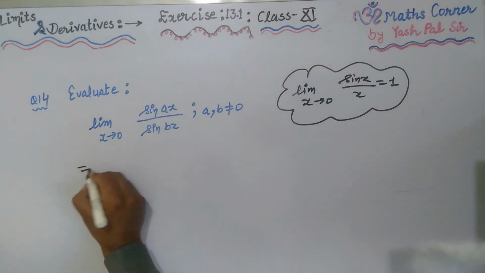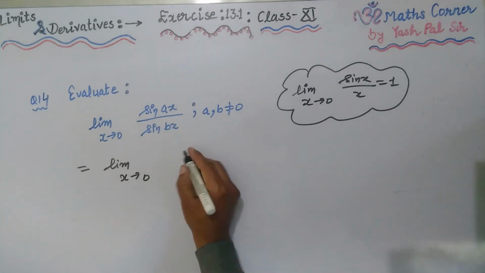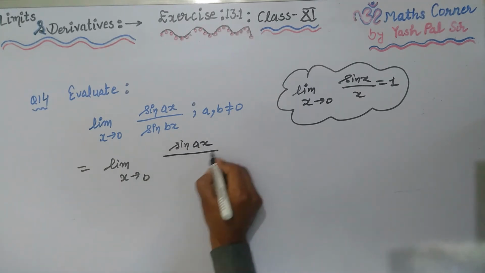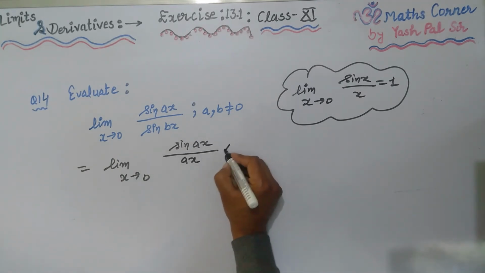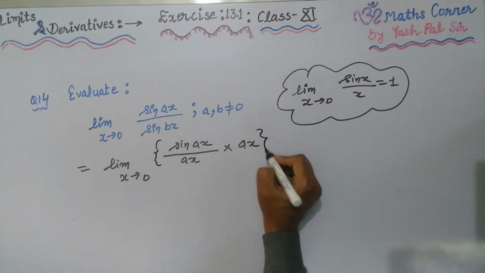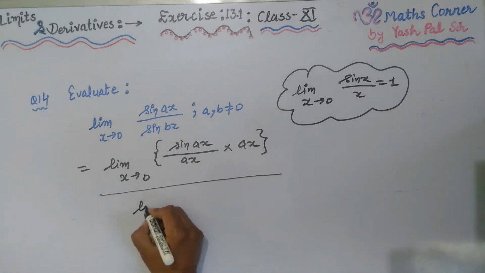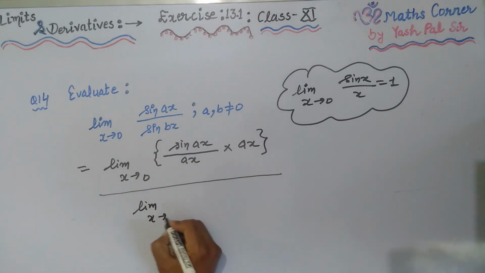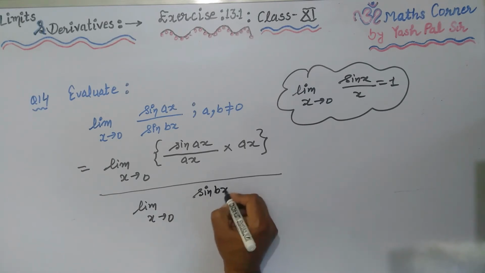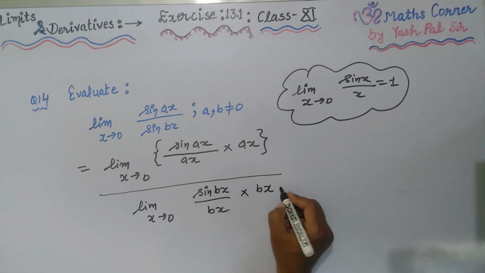So what we should do here, we have limit x approaches to 0. In the numerator we write sine of ax, just we divide by ax and multiply by ax. Okay, so this is the numerator. Also in the denominator we do the same thing. We write it as limit x approaches to 0, sine of bx divided by bx into bx, right?